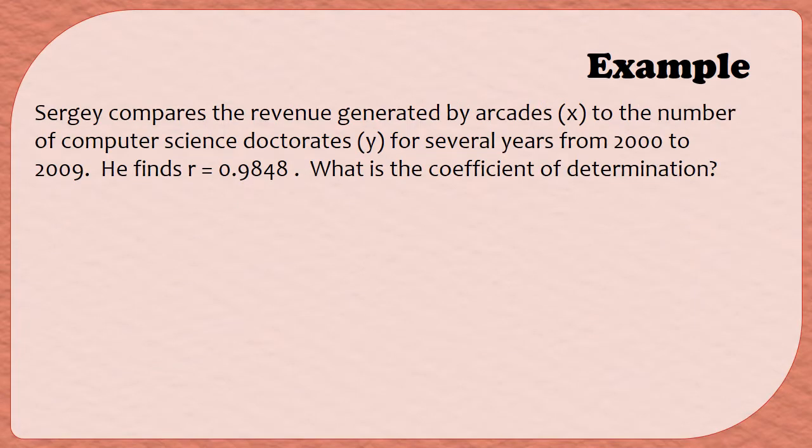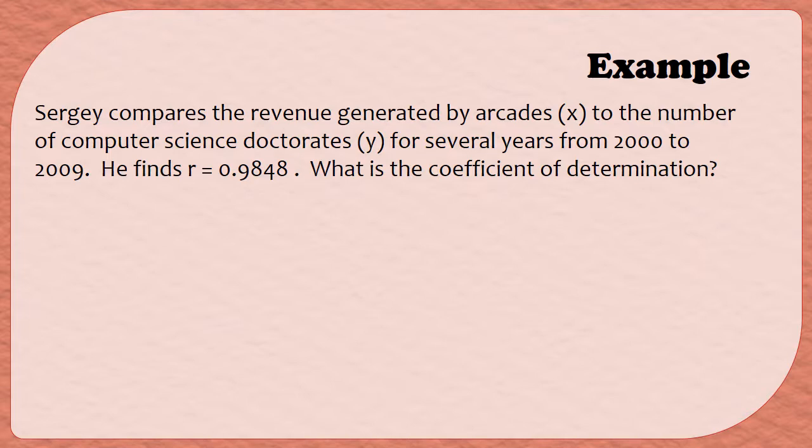This first example is probably the most straightforward way we're going to see it. So Sergey compares the revenue generated by arcades, X, to the number of computer science doctorates, Y, for several years from 2000 to 2009. He finds an r value of 0.9848. What is the coefficient of determination?